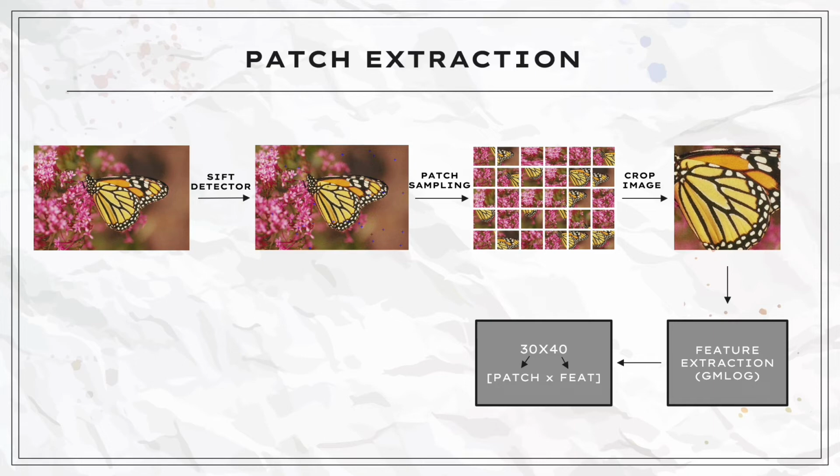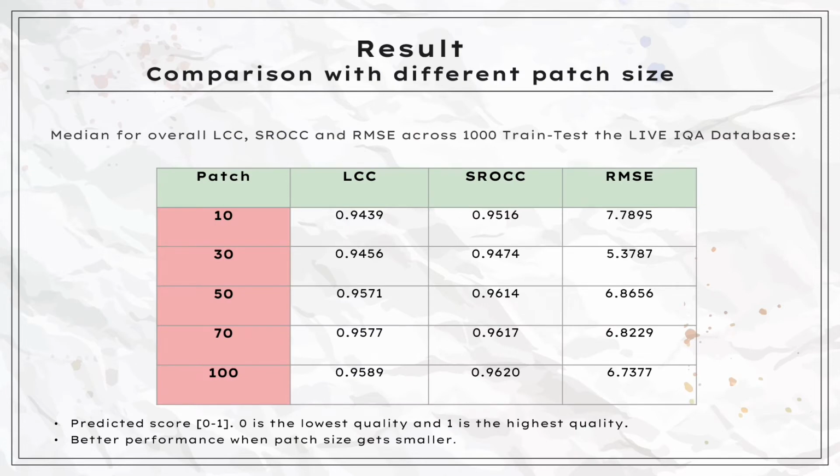There are 40 features that will give us information about the quality of every patch. To investigate the effect of patch size variation on the prediction performance, it was tested on the LIVE database with 5 different patch sizes, which are 10, 30, 50, 70, and 100. So, this is my result for comparison with different patch sizes.